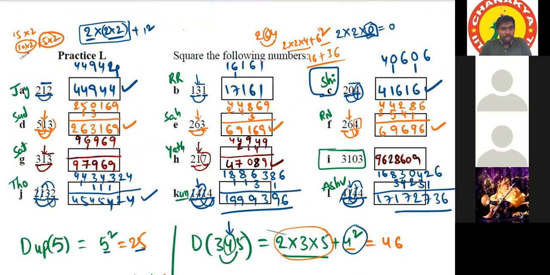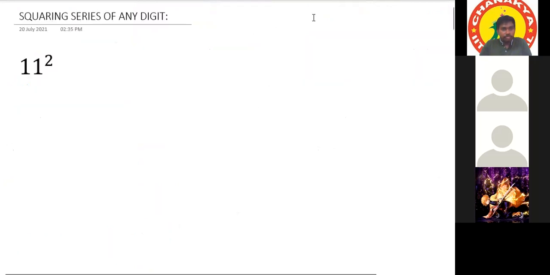Okay, then we are moving on to another type: squaring series of ones. See here, for 11 I'm explaining, and for 12, 13, for 3 ones, 4 ones, 5 ones, you can do. All of you listen to me carefully. How many ones are there? Yes.